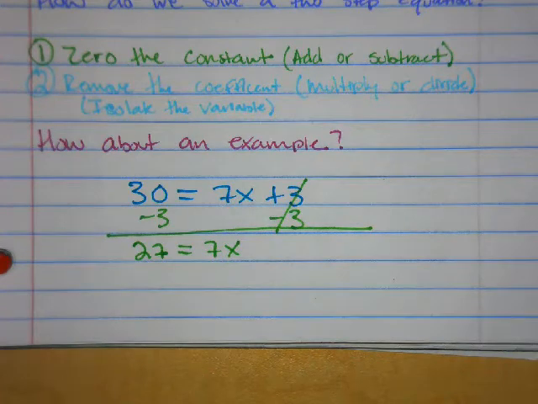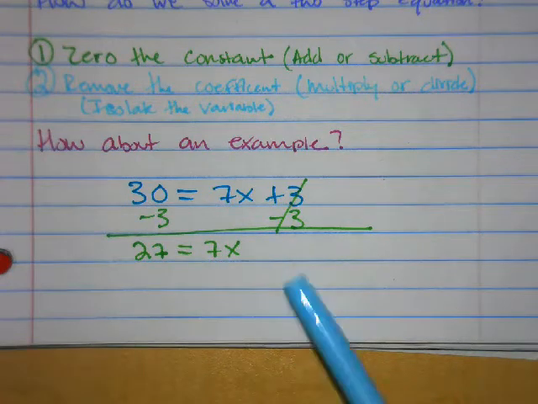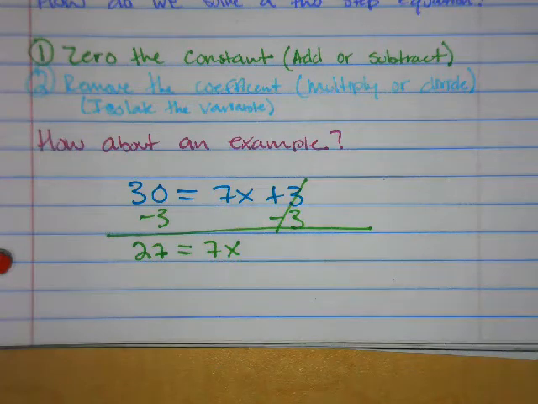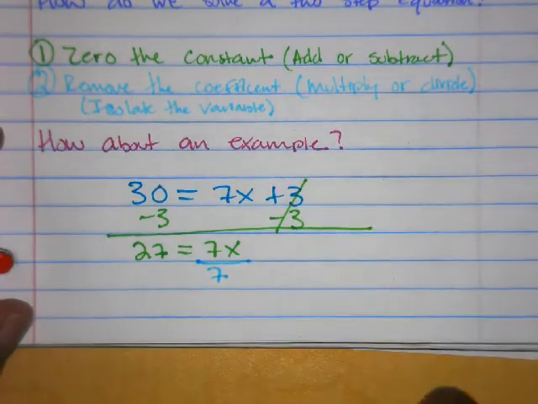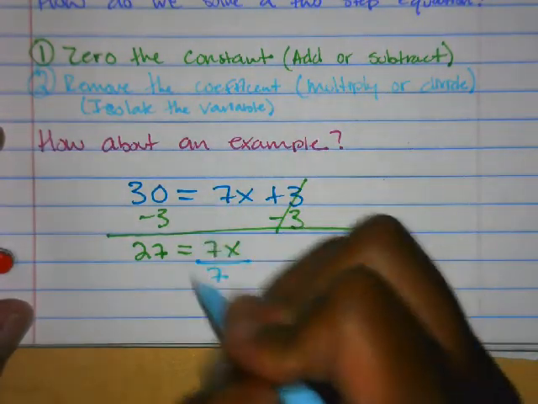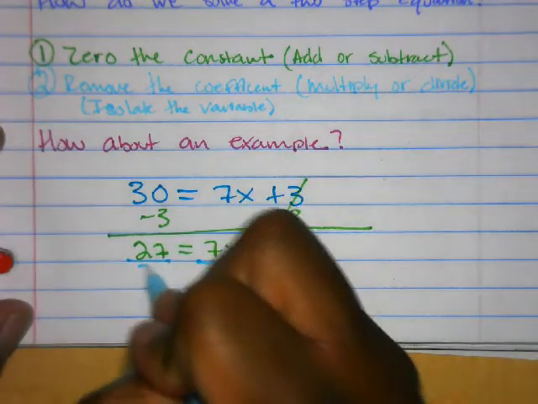The second step is to remove the coefficient. The coefficient in this case is 7, and it's being multiplied by x, so it's 7 times the x value. So to remove that, we're going to do the inverse of multiplication, which is division. So we're going to divide by 7. Whatever I do to one side, I must do to the other, so I'm going to divide by 7.